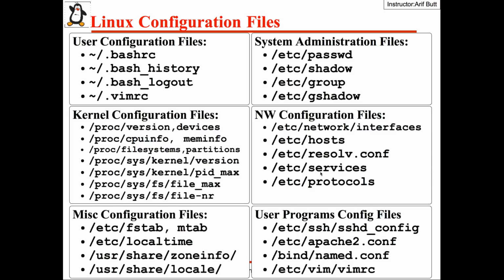Similarly, the /etc/services file contains a list of services and the port numbers on which they run. /etc/protocols contains a list of protocols and their numbers, which you normally see in the protocol field of an IP address.